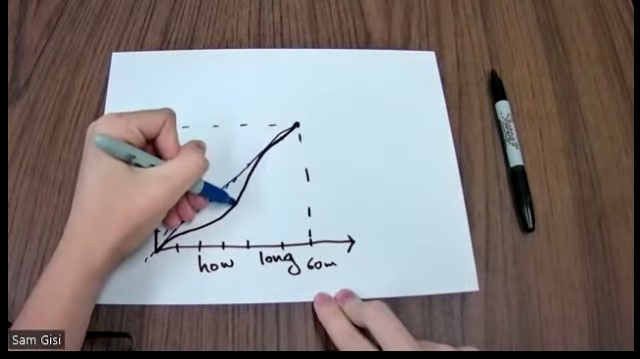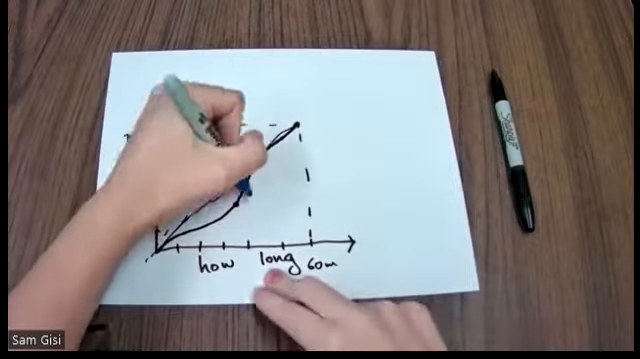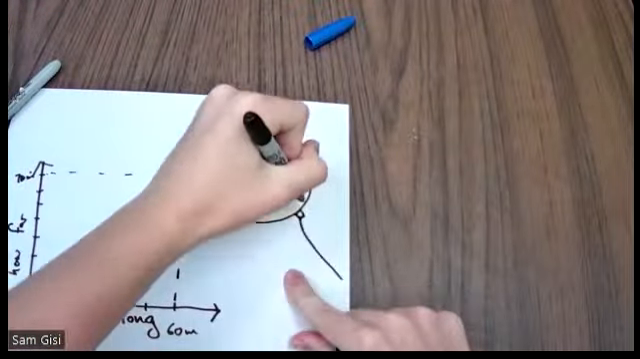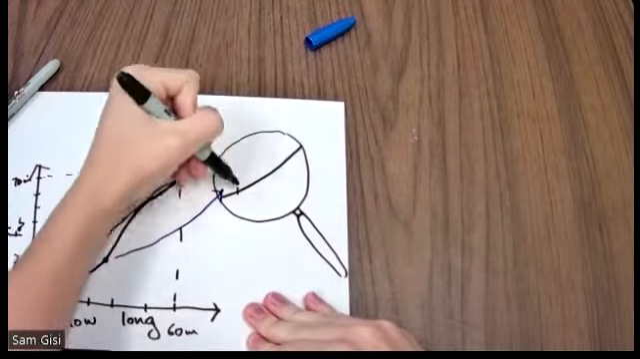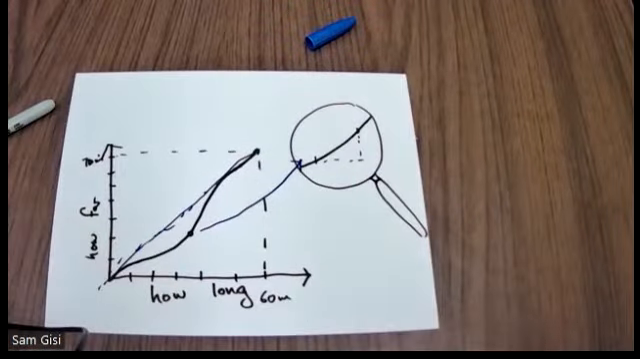How could we find our speed at just one moment in time, though? It's the same idea as the slope, but we need to look at just a very small section. So if we zoom in on this little point, we can see that we still have a slope of a line, but it's just a lot smaller.